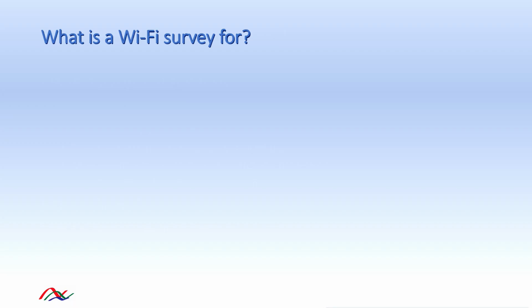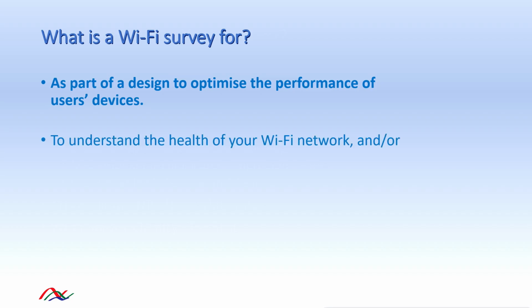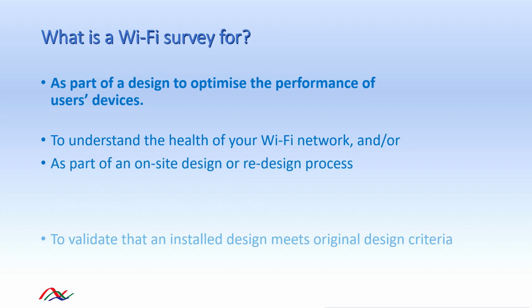So let's start by looking at what a Wi-Fi survey is for and get some clarity on the terms used. You'll notice I've listed facts on some slides in this video to help as a reference when revisiting. So a Wi-Fi survey is done as part of a design to optimize the performance of users' devices. Now they're done for three main reasons: to understand the health of your Wi-Fi network, as part of an on-site design or redesign process, or to validate that an install design meets the original design criteria.